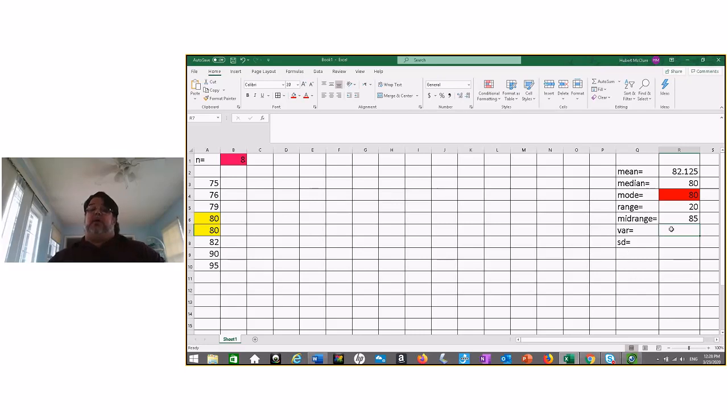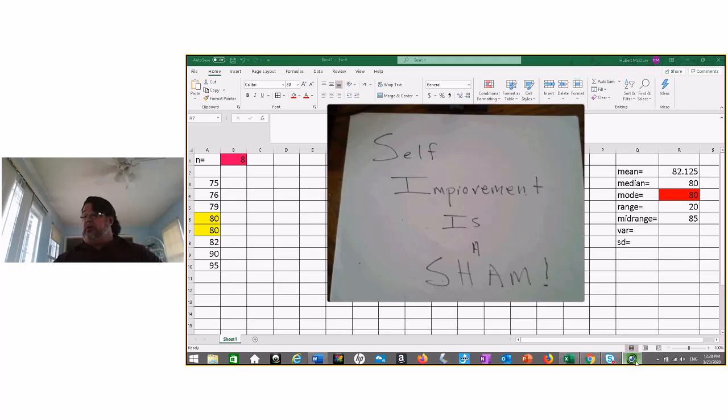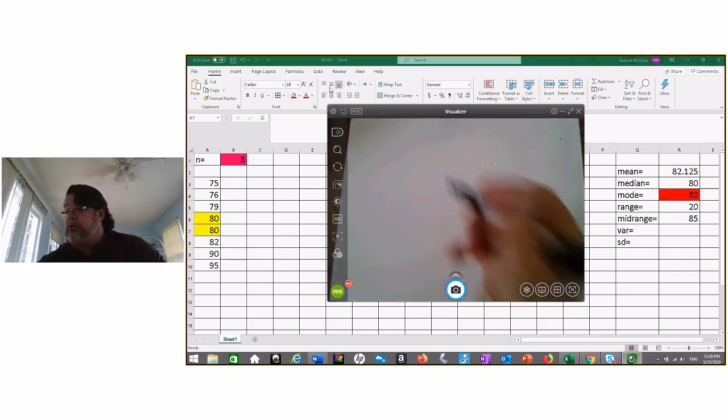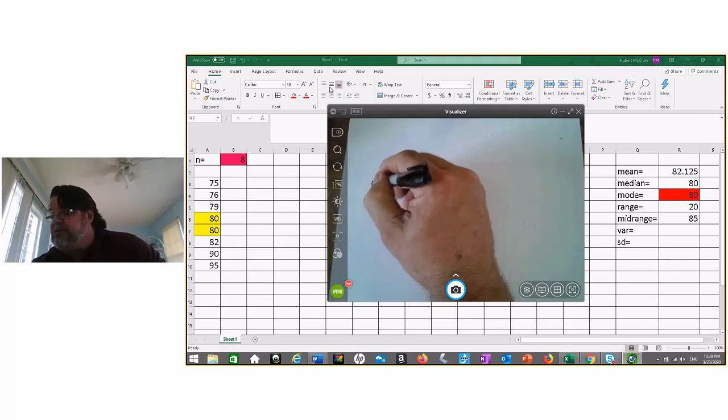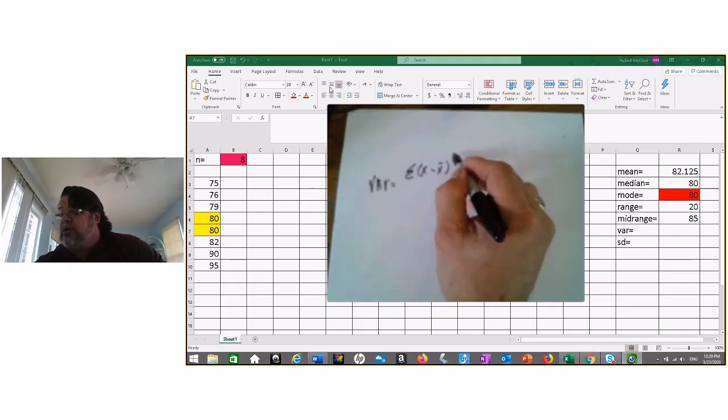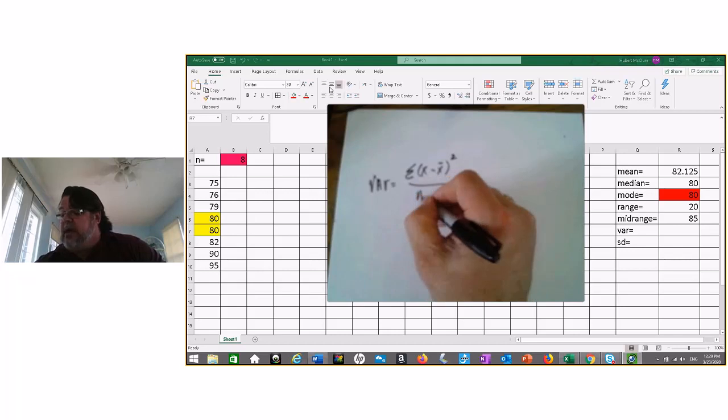Now we do the variance. Now before we do the variance, I'm going to hop on over to my handy dandy document cam, and I'm going to reiterate the formula for variance. Variance is equal to the summation of x minus x bar, quantity squared, divided by n minus 1.